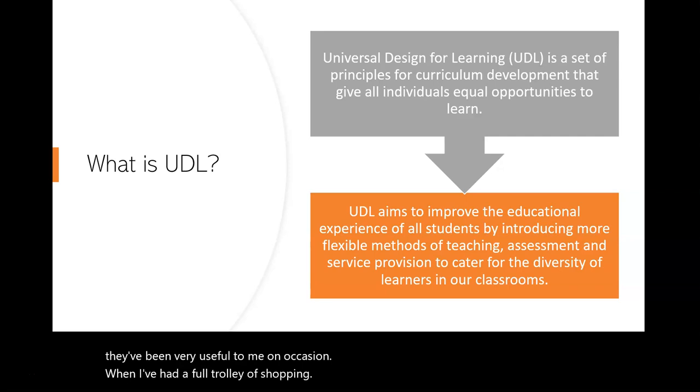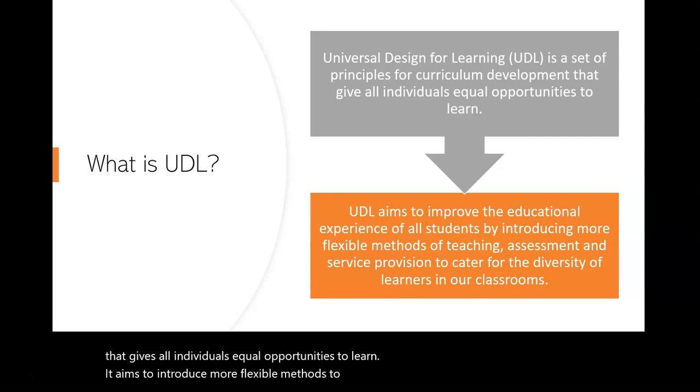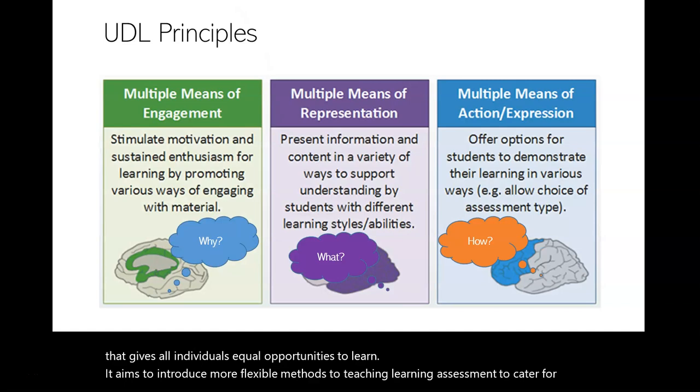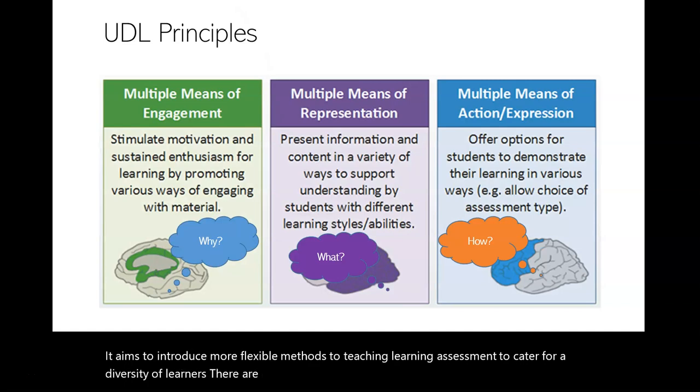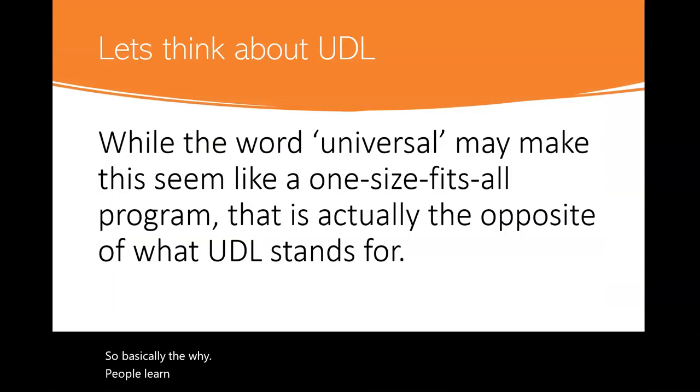What is UDL? Universal Design for Learning is a set of principles for curriculum development that gives all individuals equal opportunities to learn. It aims to introduce more flexible methods to teaching, learning, and assessment to cater for a diversity of learners. There are three principles: multiple means of engagement, multiple means of representation, and multiple means of action and expression. So basically, the why people learn, the what people learn, and the how.